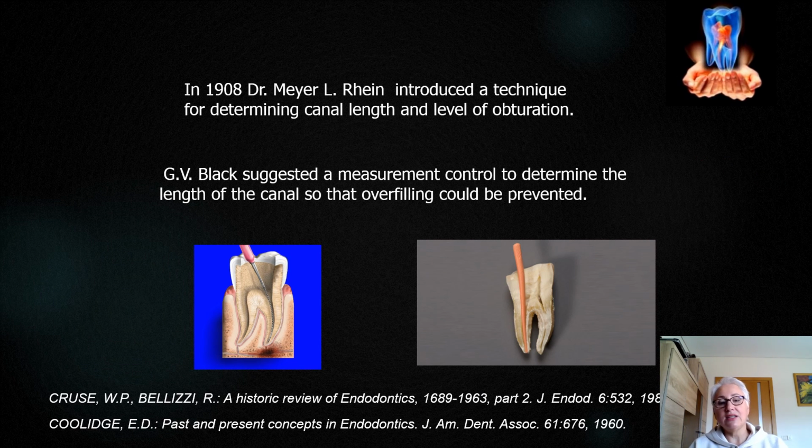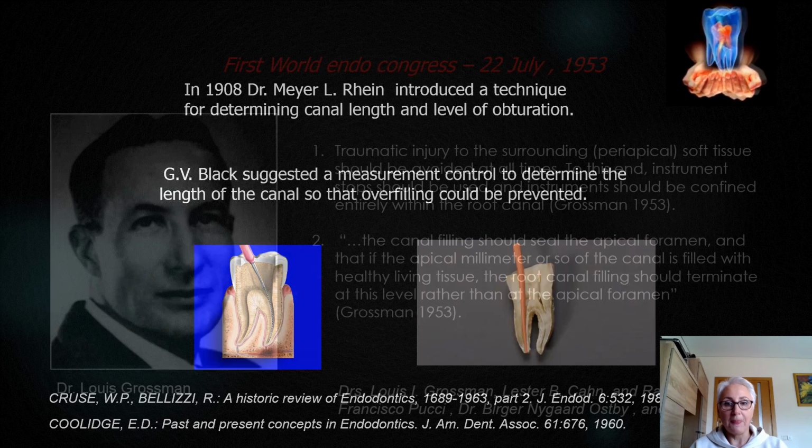It's interesting that more than 100 years ago, in 1908, a dentist and physician, Dr. Meyer Rhein, introduced a technique for determining canal length and the level for obturation. Some years after, Black suggested a measurement control to determine the length of the canal so that overfilling could be prevented. So even 100 years ago, they were scared of over-instrumentation and over-obturation.